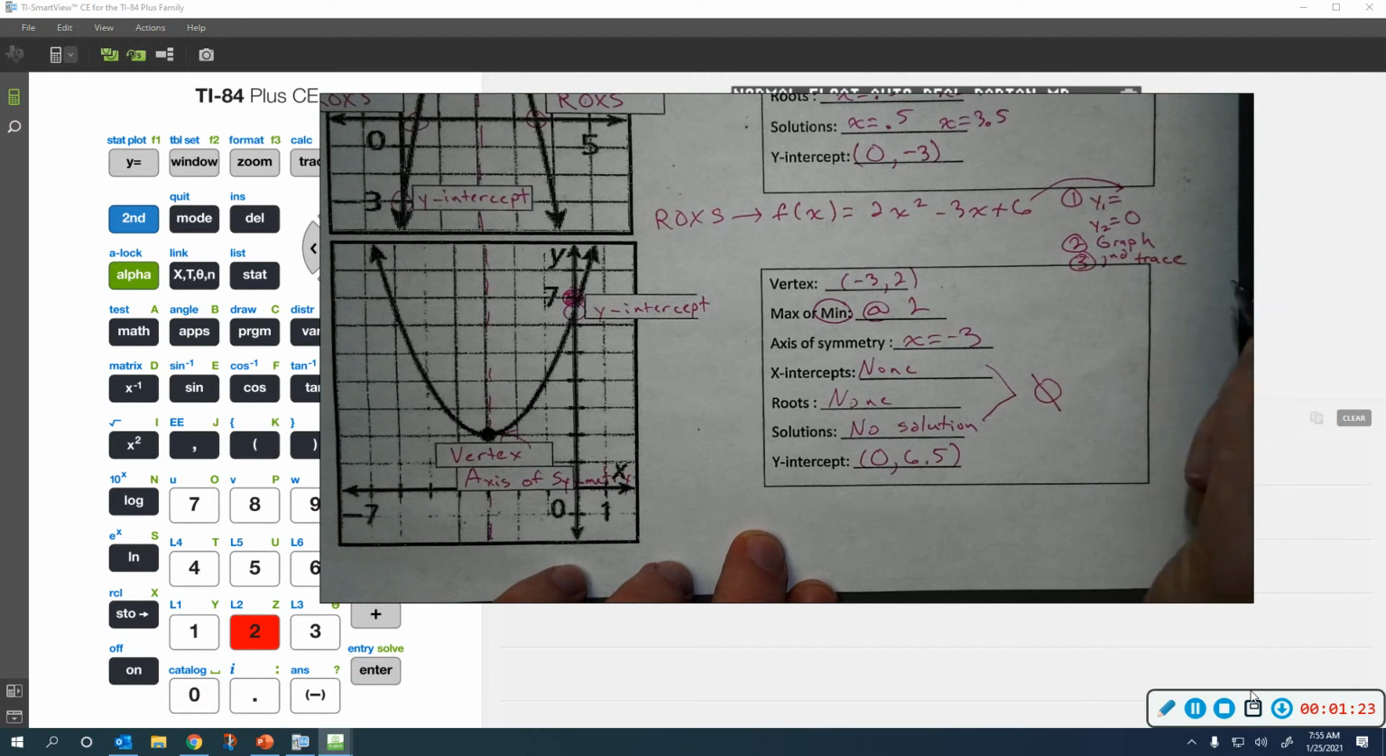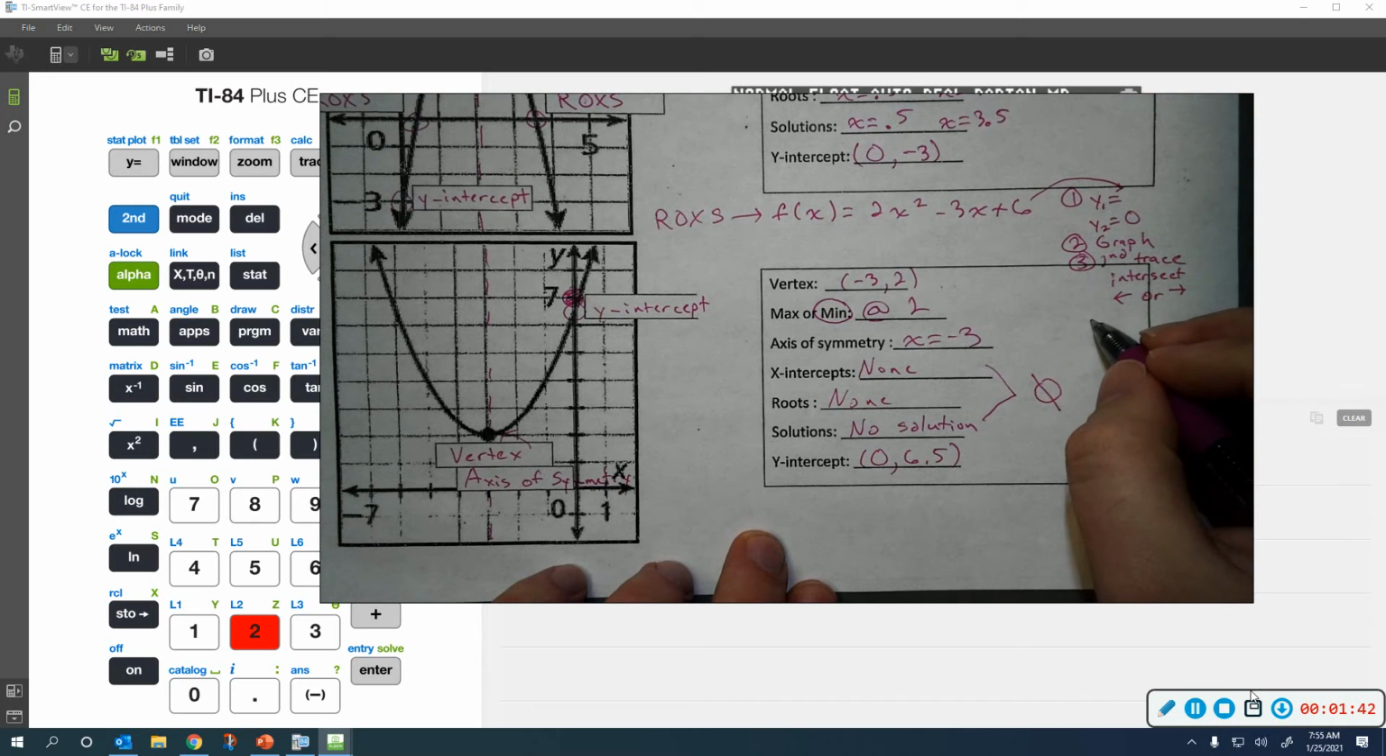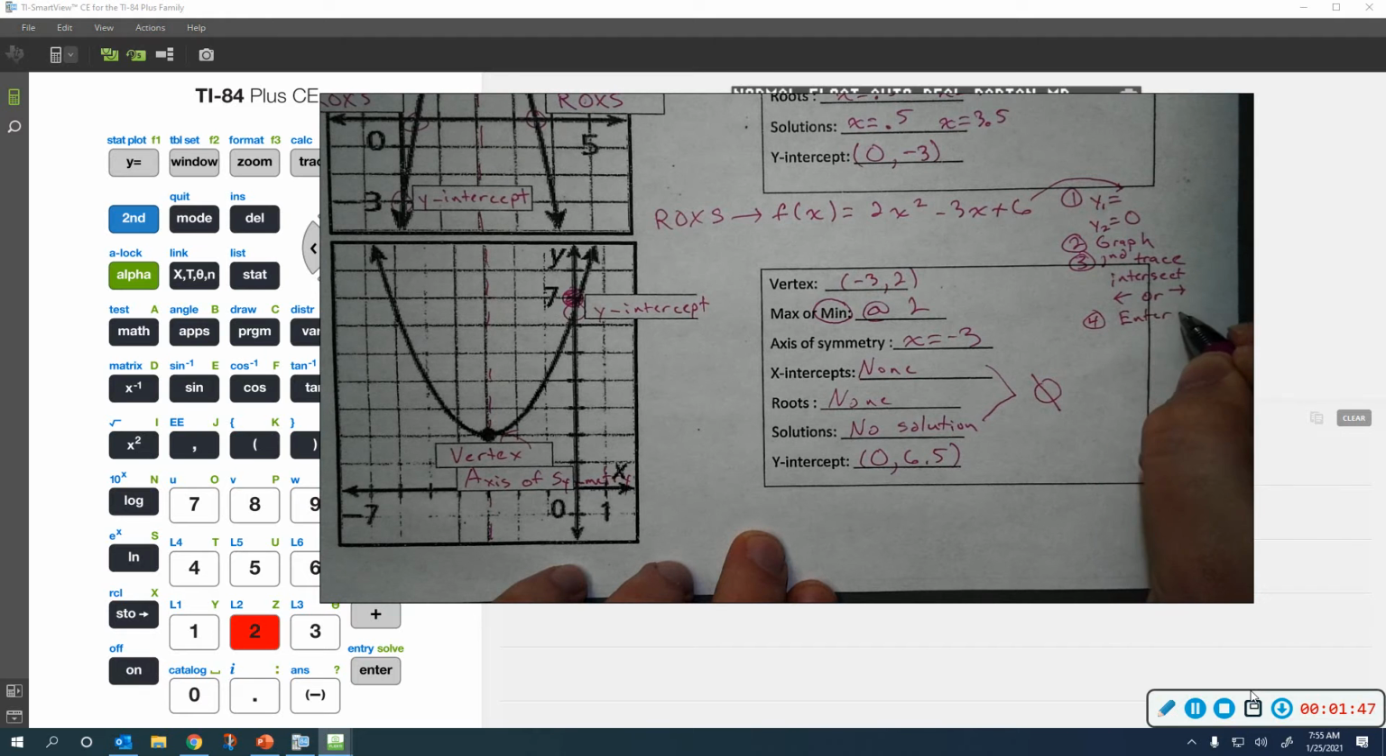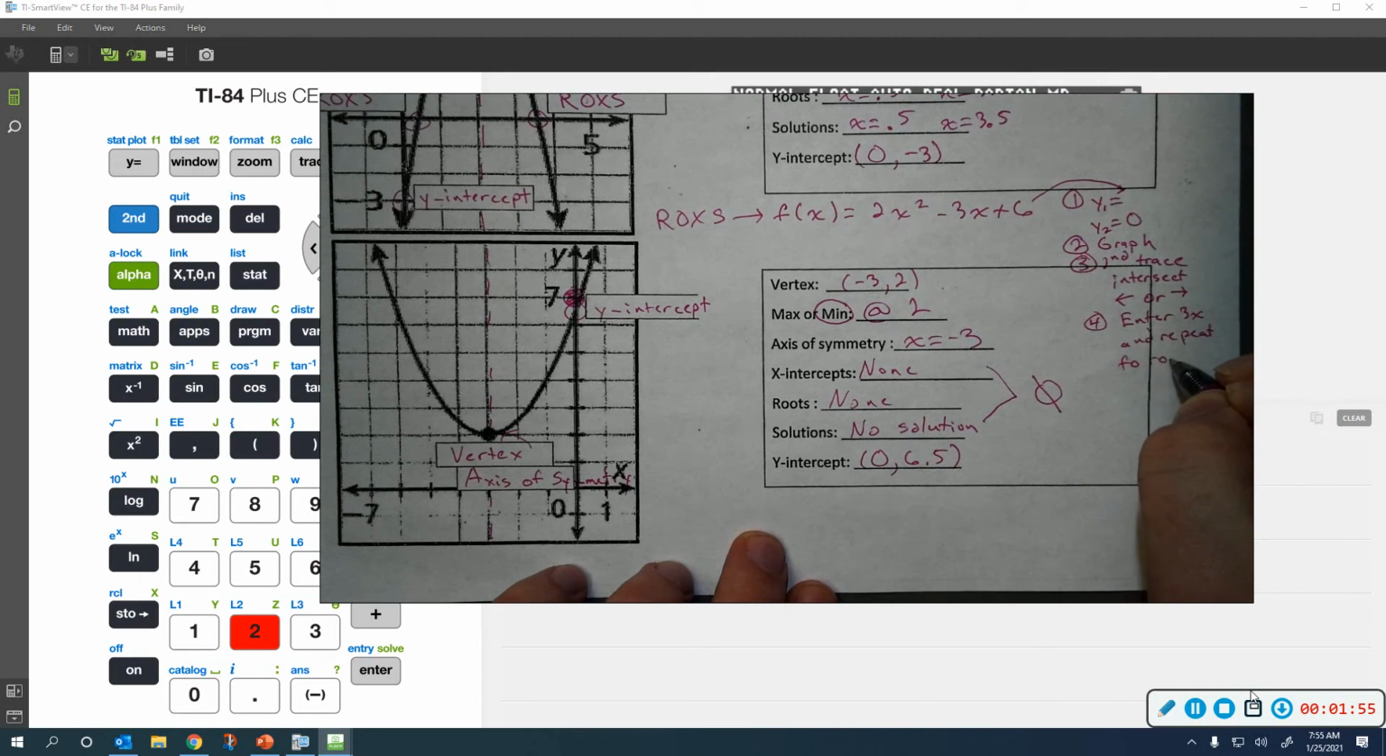second, trace, and then intersect, and then you go left or right to get close. Fourth step, enter 3 times and repeat for the other intersection.